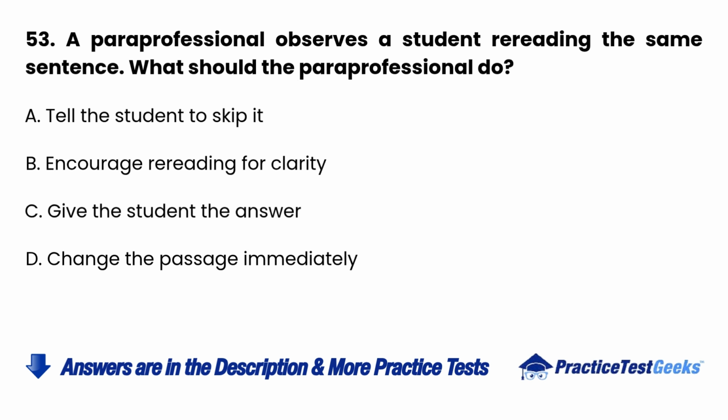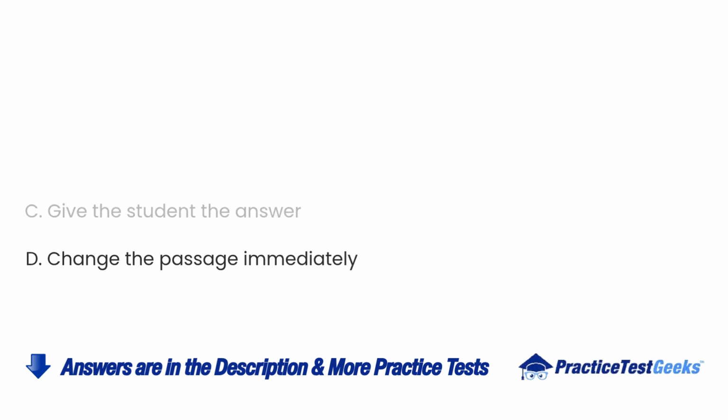53. A paraprofessional observes a student rereading the same sentence. What should the paraprofessional do? A. Tell the student to skip it. B. Encourage rereading for clarity. C. Give the student the answer. D. Change the passage immediately.